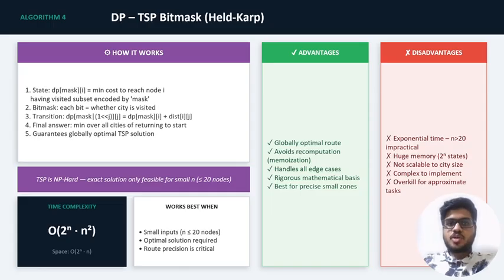For exact optimal routing on small delivery zones, we use the Held-Karp algorithm. It uses bitmask DP, where each state tracks which cities have been visited. Its complexity is O(2^n * n^2). It is 100% optimal but only feasible for up to 20 nodes. Think of it as the gold standard for high-precision deliveries like medical logistics.